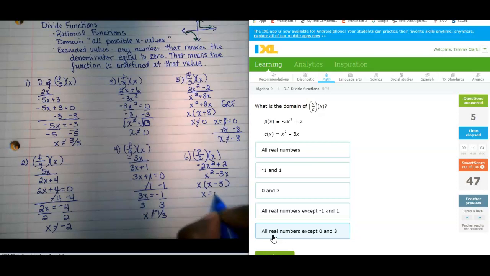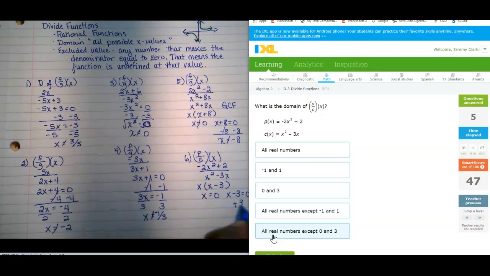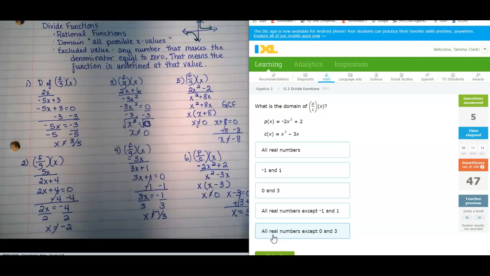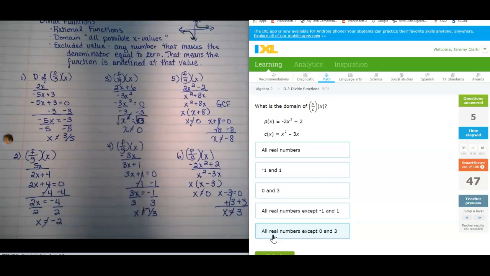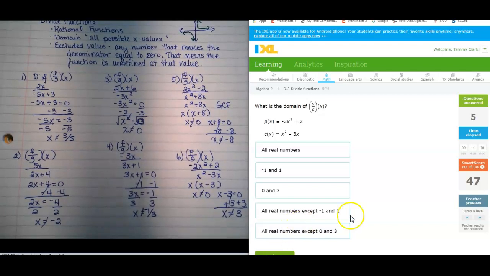Set both equal to 0. We're going to add 3 to both sides here of the equation. So x cannot be 0 and x cannot be 3. Move that over there so you can see. So our domain is all real numbers except 0 and 3.